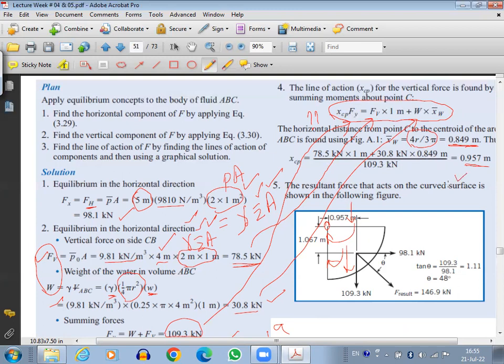Xcp is the x component of the center of pressure. So now we have found out the x component of the location, the y component of the location, as well as the overall x component and y component of the hydrostatic force over the curved surface. Is this thing clear or not? Anything within the solution here which is not clear, please feel free to ask.